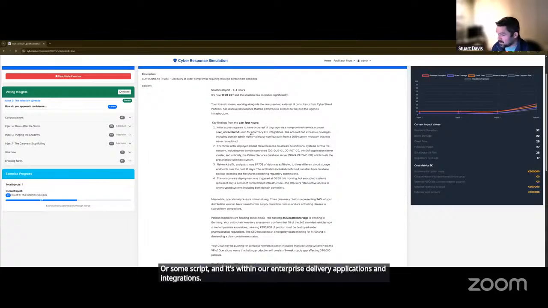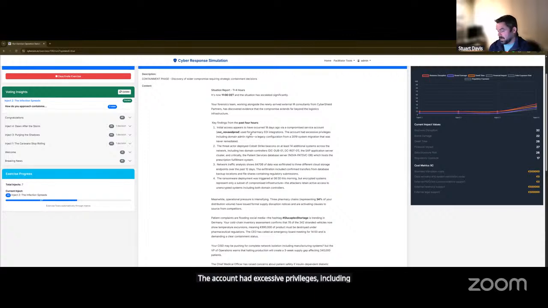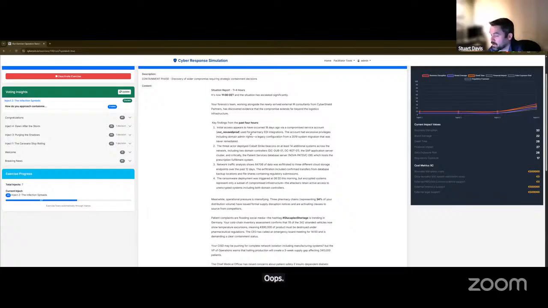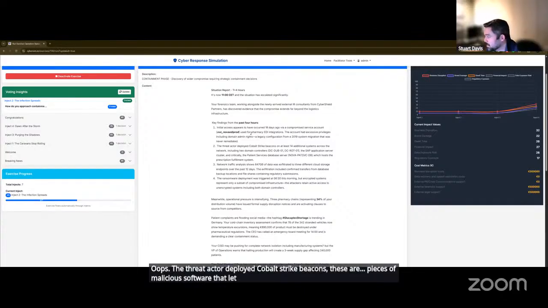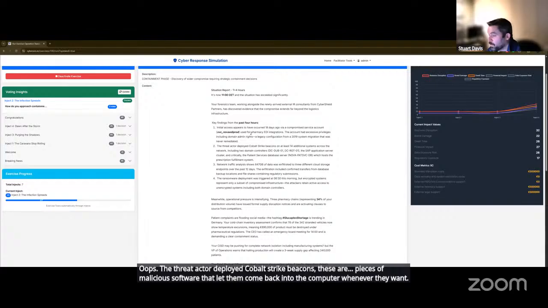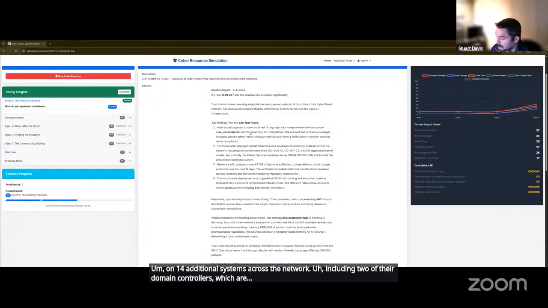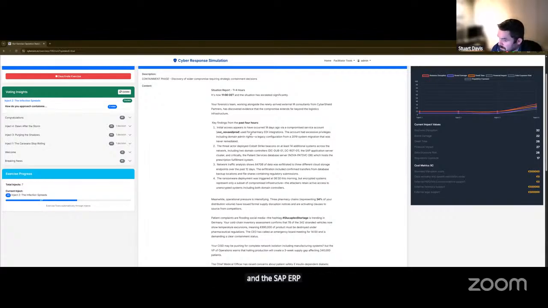The account had excessive privileges, including domain admin rights, a legacy configuration from a 2019 system migration that was never remediated. Oops. The threat actor deployed Cobalt Strike beacons. These are pieces of malicious software that let them come back into the computer whenever they want, on 14 additional systems across the network, including 2 of their domain controllers, which are the computers used for logging in, for authenticating, and the SAP ERP application server cluster, and critically, the patient server database, which hosts prescription fulfillment systems.